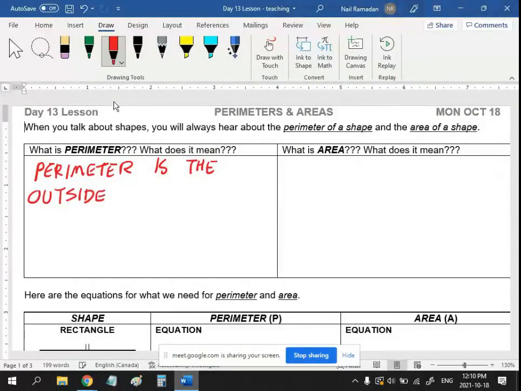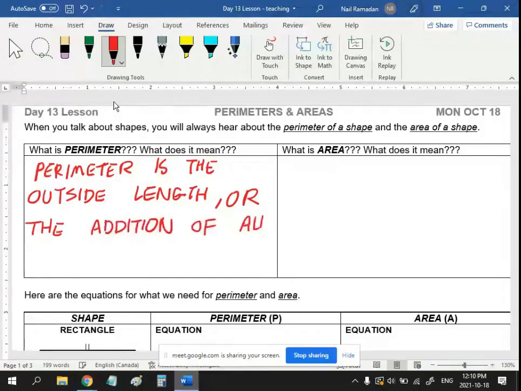Is the outside length. So if you sketch absolutely any shape and you want the outside length, you just walk outside and you see how long the entire shape is. So outside length, or the addition of all sides. Guys, I'm talking. Thank you. Or the addition of all sides. Okay.